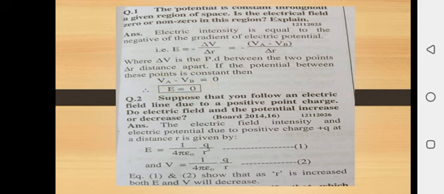Second short question is, suppose that you follow an electric field line due to a positive point charge. Do electric field and the potential increase or decrease? Always remember, there is an inverse relation between E and the distance between the charges, E and R, in case of electric field intensity and in case of electric potential. So from these two equations we can say that as R is increased, both E and V, electric field intensity and potential, will decrease.